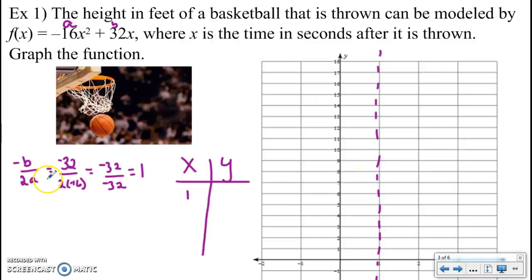Okay, we're going to plug that into the equation and figure out what we get for our y value. So negative 16 times 1 squared plus 32 times 1 gives me 16. So my vertex is at 1, 16.